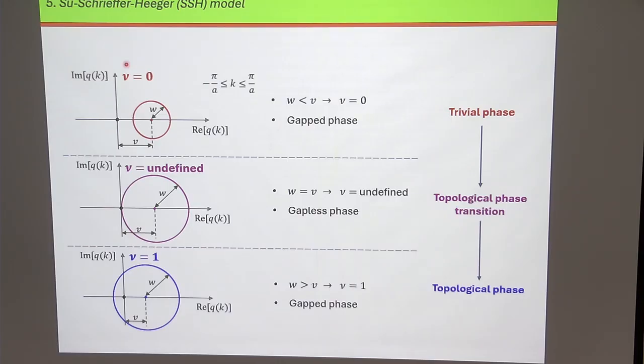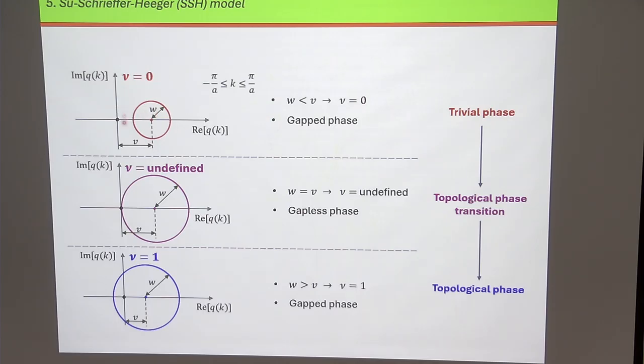Yes? Is V equal to the winding number? No. The winding number is this Greek letter nu, which happens to look pretty similar to V, but it's not the same. These V and W are the hopping parameters. Nu is the winding number. These here are winding numbers, and these here are these parameters, okay? They look pretty similar, but they are not the same.